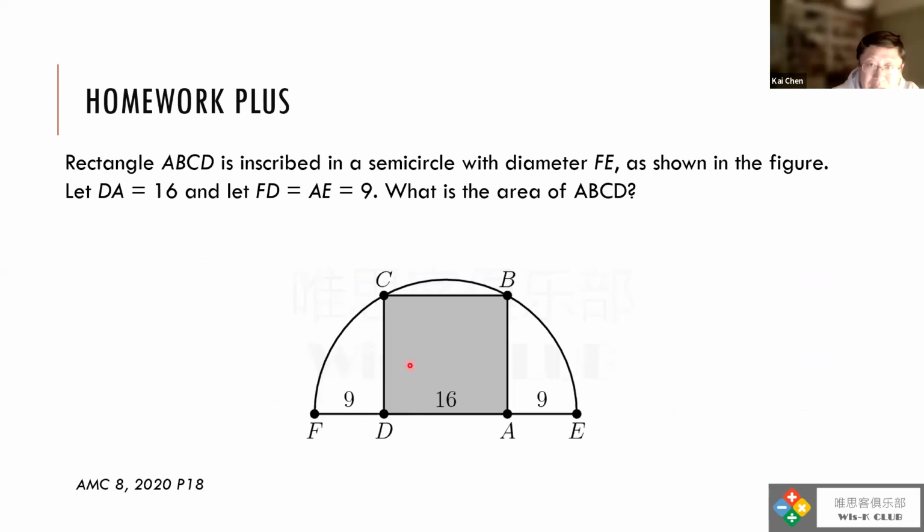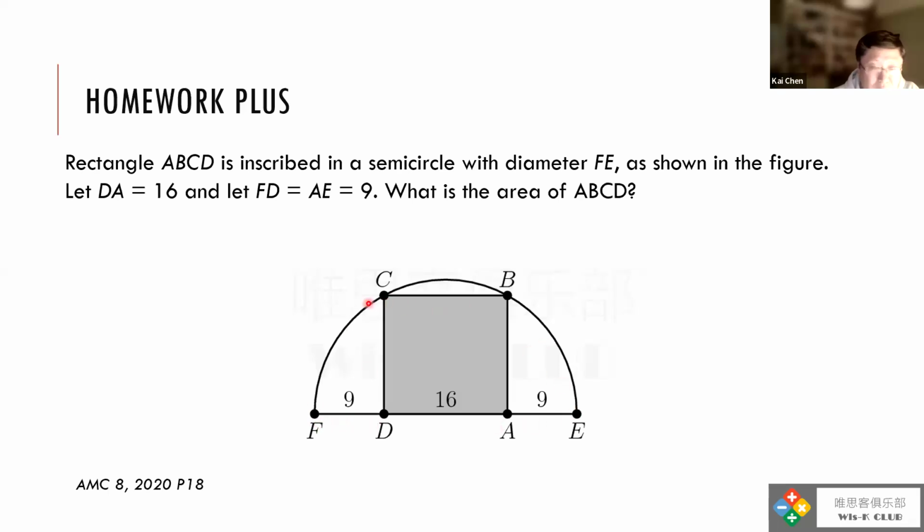So we wanted to find the area of ABCD where we know one of the side lengths is 16. Of course, the only task is to find the height, the length of the other side, CD or BA. That's the same, right? So basically, you have to know some properties of a semicircle.